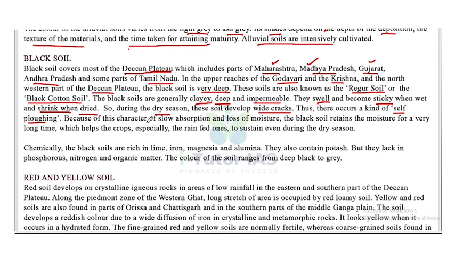Because of this character of slow absorption and loss of moisture, the black soil retains the moisture for a very long time, which helps the crops, especially the rain-fed ones, to sustain even during the dry season.